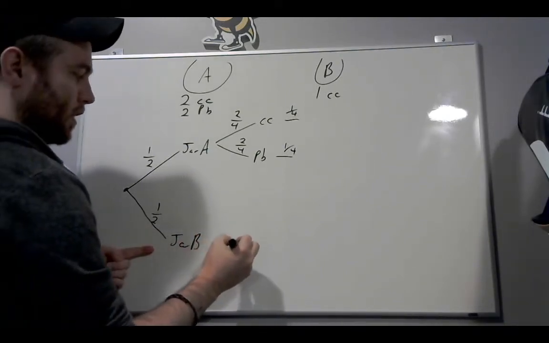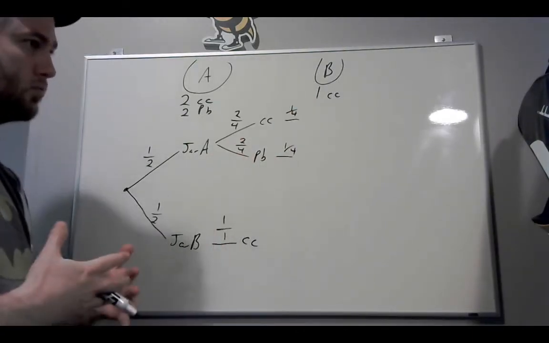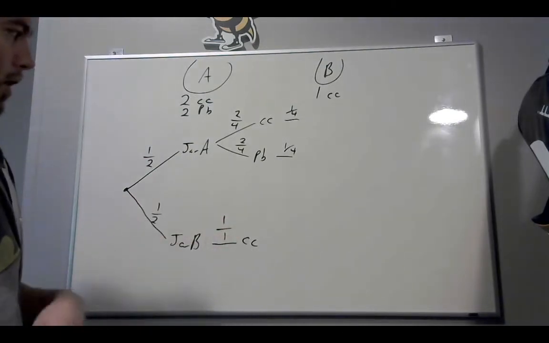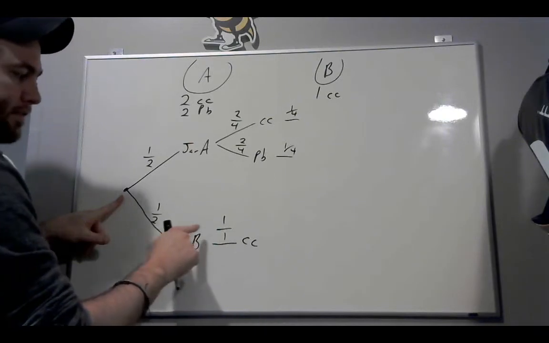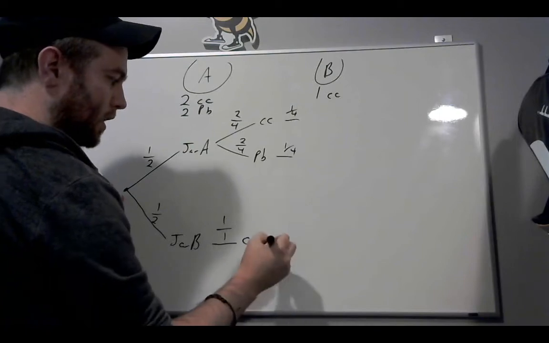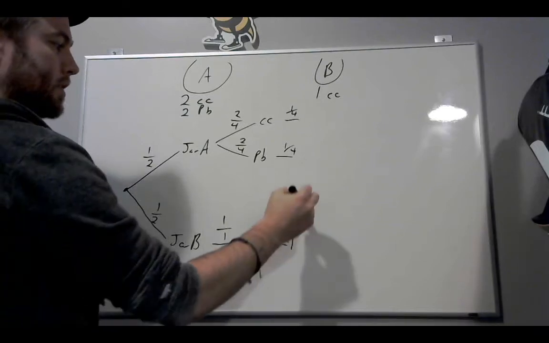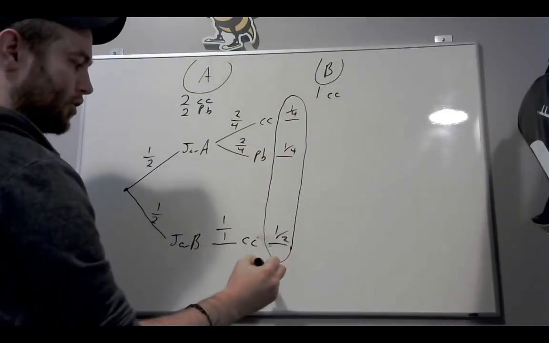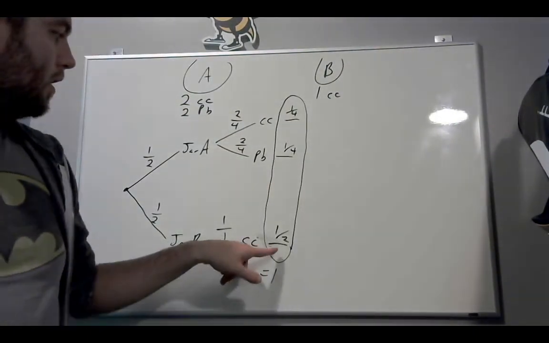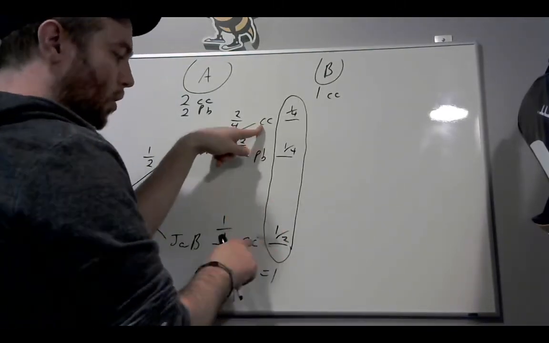Then I can look at jar B's line. For jar B, for a chocolate chip, there's only 1 chocolate chip and 1 event space, so here it's just 1/1. So 1/2 times 1/1 equals 1/2. The nice thing about doing this is that these totals should equal 1, because 1 is 100% of all the outcomes. Now, if I wanted to figure out the probability of a chocolate chip, it's either this or this.